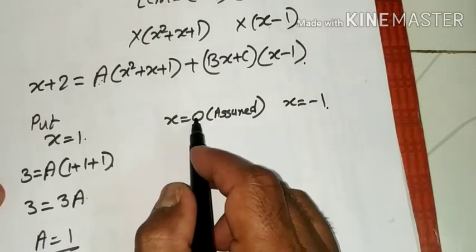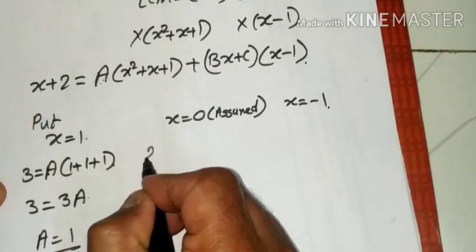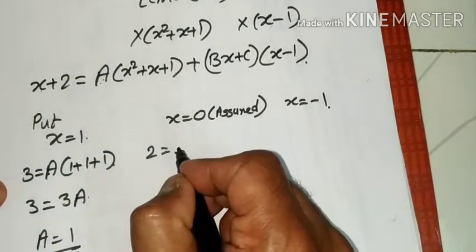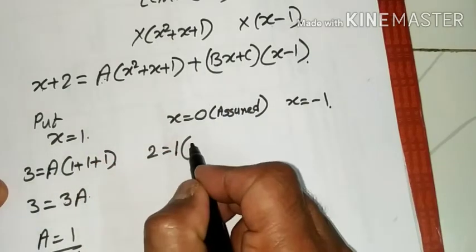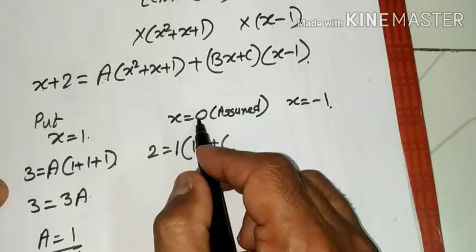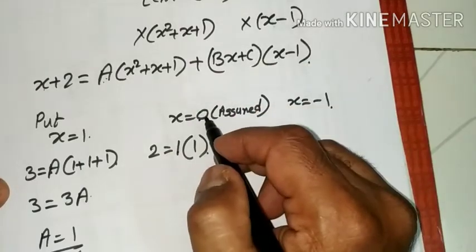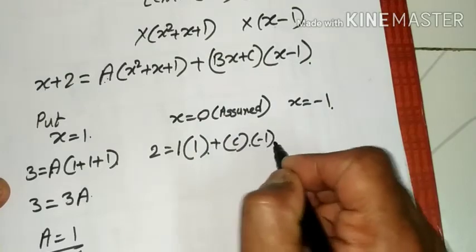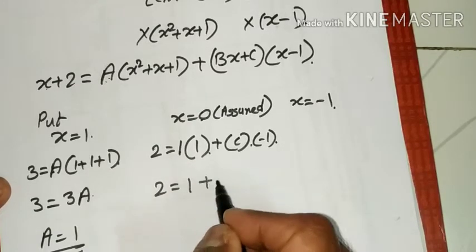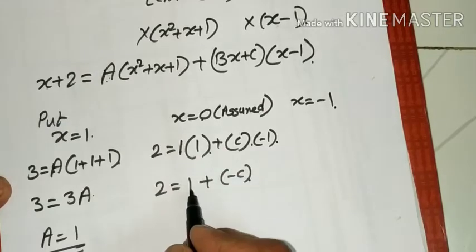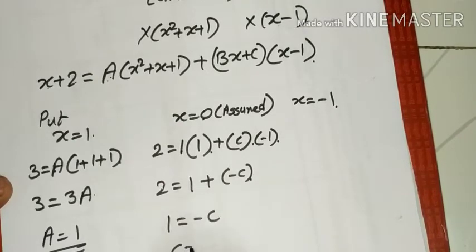Similarly, now put x equals 0 in this equation. We get 0 plus 2, so 2, is equal to A, which is 1, into (0 square plus 0 plus 1), plus the Bx term, which is 0 into any value becomes 0, so we get C into (0 minus 1), that is minus C. Then 2 is equal to 1 minus C. Transfer this 1 to the other side: 2 minus 1 is equal to minus C. The value of C is equal to minus 1.